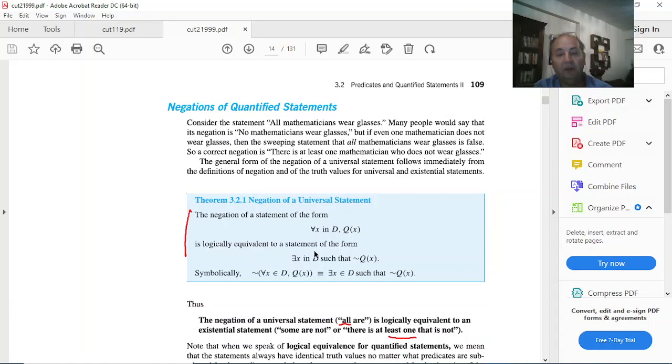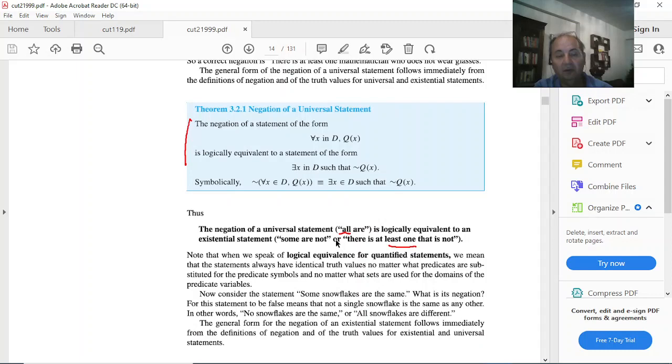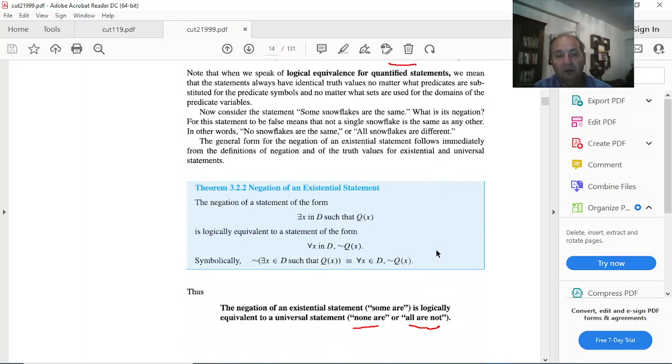The negation of for all is, of course, there exists, and the only thing you have to take care of is that the predicate should be negated, right? So the negation of for all is there exists, and don't forget the negation of the predicate conclusion. If all are, then you will get at least one is not. This is the strange negation relation. Or vice versa, when you negate the there exists, you will get for all, and still you have to negate the Q(x).